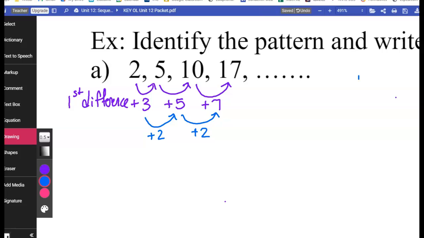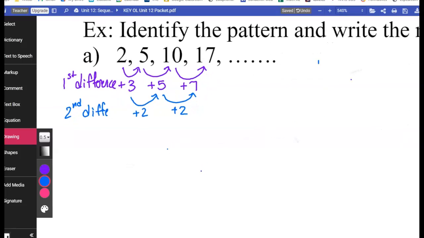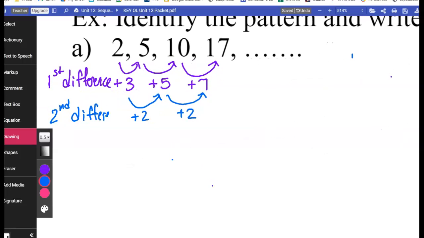So technically, what I wrote in purple, that is called the first difference. If there is another row of differences that are the same, that are constant, so here we have another row of differences, which are called our second differences. If these are constant, this is actually a quadratic.